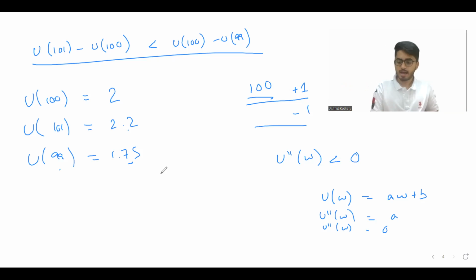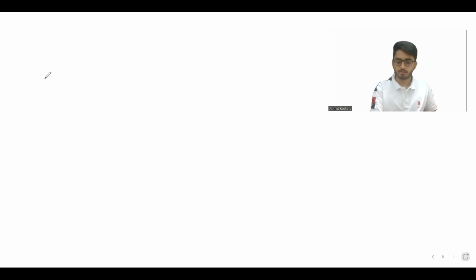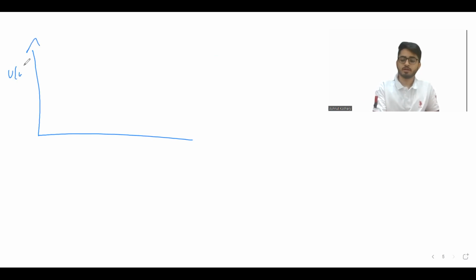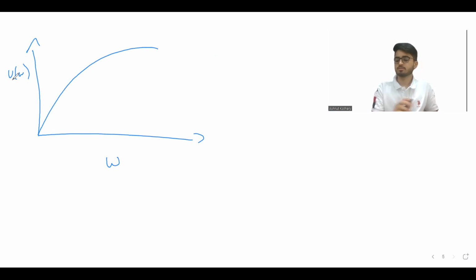Now you could just add, in case of a risk averse person, this is utility, this is wealth. The utility function looks like this. Increasing because first derivative is positive. Which shape? U double dash x less than 0.